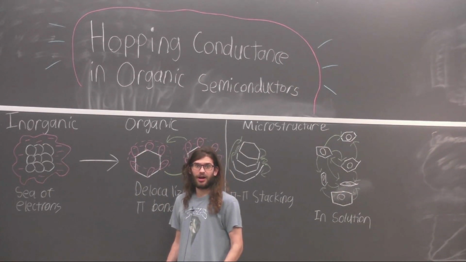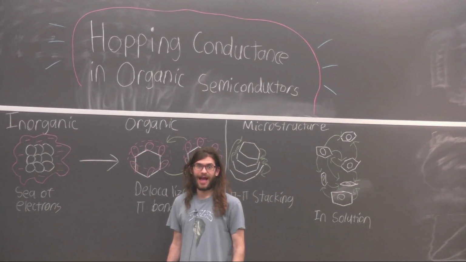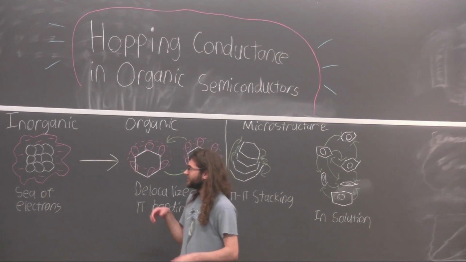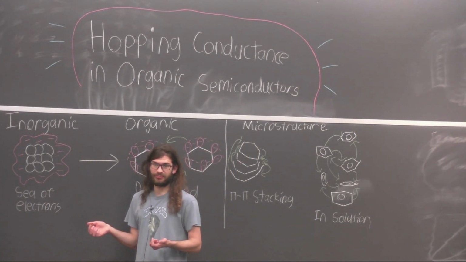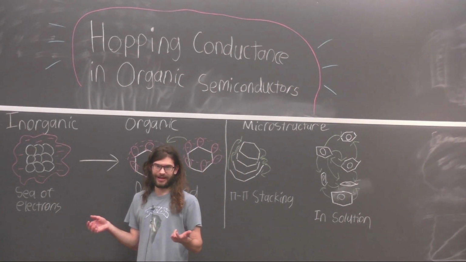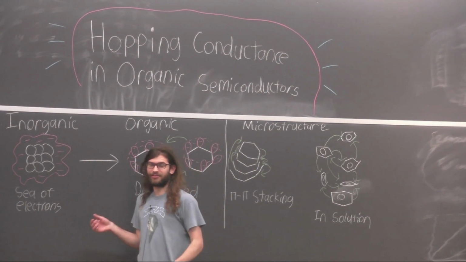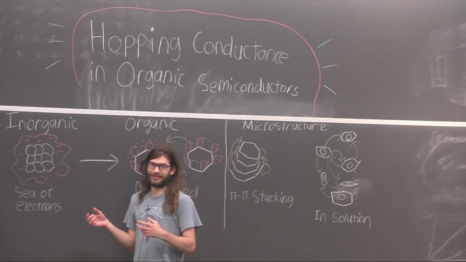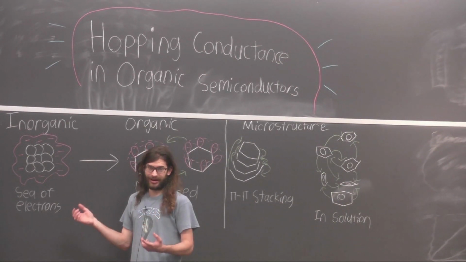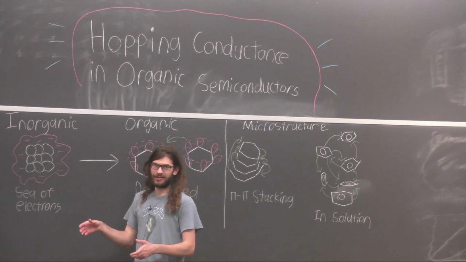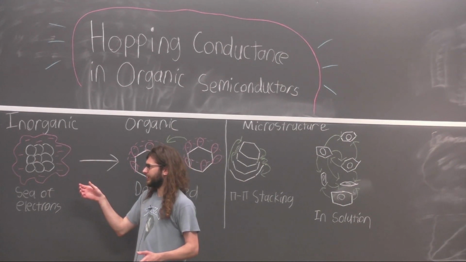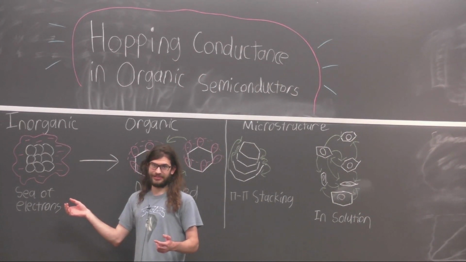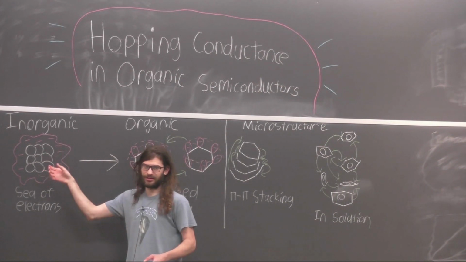The topic of this video will be hopping conductance in organic semiconductors. So as a bit of background, when we consider an inorganic semiconductor like silicon, we consider a sea of electrons around a positive ion core. And as we add to the sample, we could imagine this cloud just getting bigger and carriers can freely flow throughout our sample.